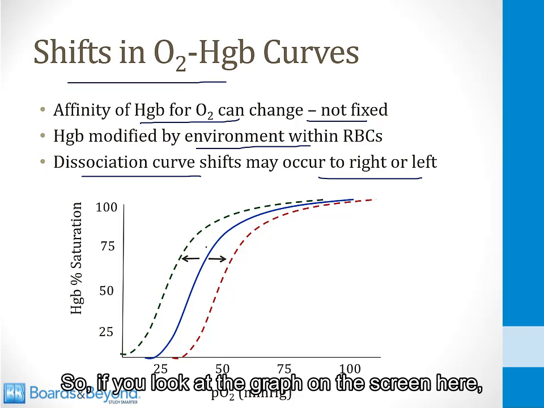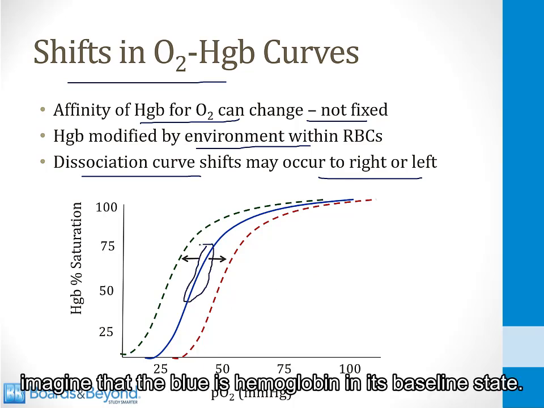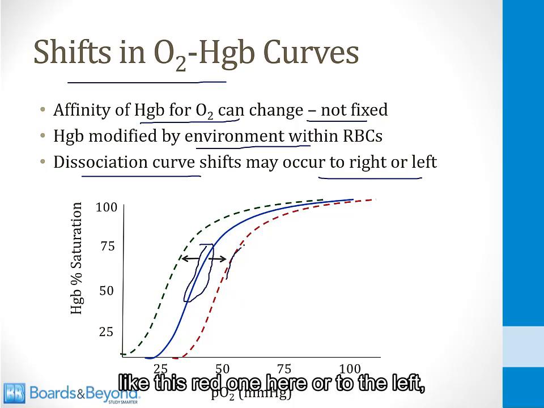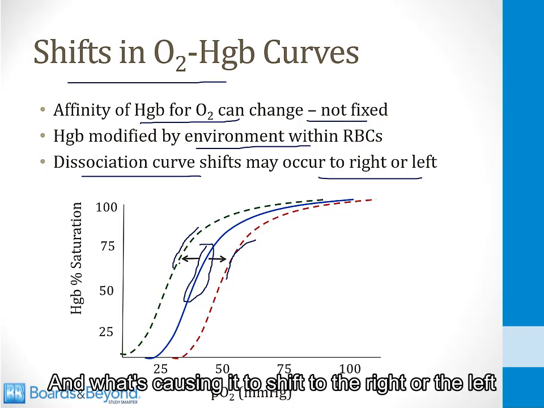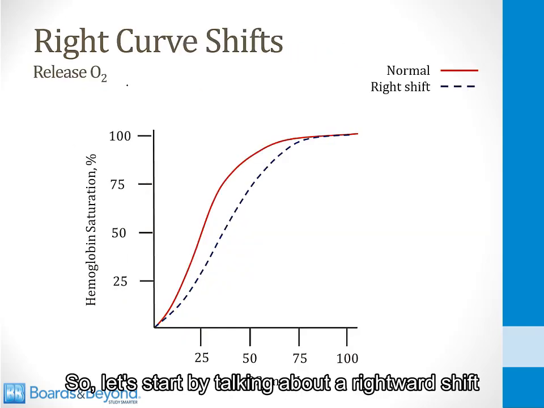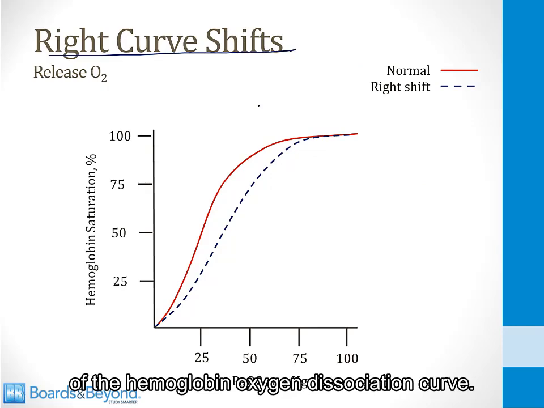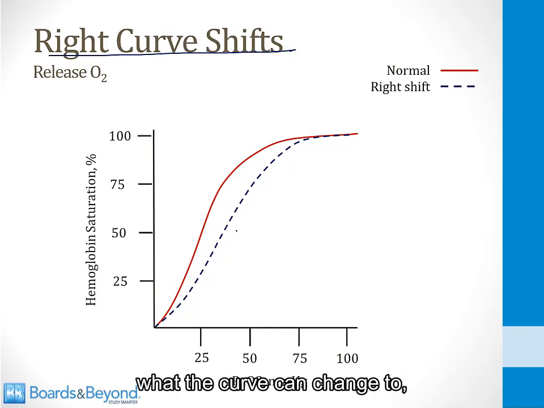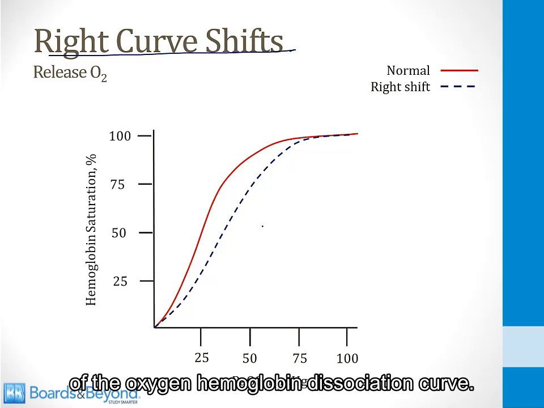So if you look at the graph on the screen here, imagine that the blue is hemoglobin in its baseline state. If conditions are right, the curve can shift to the right, like this red one here, or to the left, like this green one here. And what's causing it to shift to the right or the left is that conditions within red cells are favoring either more of the taut form or more of the relaxed form. So let's start by talking about a rightward shift of the hemoglobin-oxygen dissociation curve. If the red here represented a normal curve, the blue dotted line here would represent what the curve can change to when there is a right shift of the oxygen-hemoglobin dissociation curve.